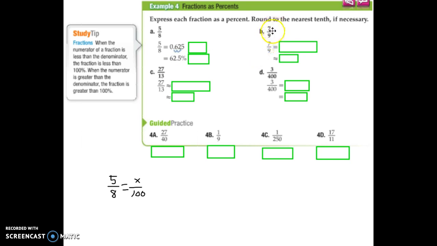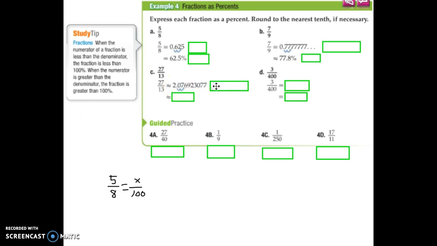Alright, so 7 over 9. If I divide that in a calculator, or even using long division, I'm going to get 0.7 repeating. Move the decimal twice, it's 77.8%, rounded. 27 divided by 13, just divide it in a calculator. You get this long number. Move the decimal twice. Our numerator is greater than our denominator, so it's going to be over 100%. If the top number is larger, it's going to be over 100%. 3 out of 400 is a very small number. It'll be 0.0075. I move the decimal twice, and it's going to end up being 0.75%.